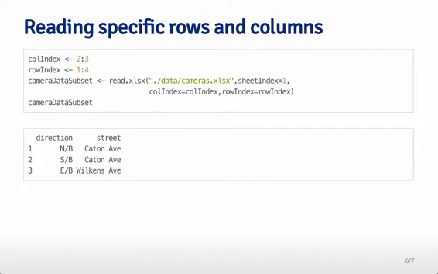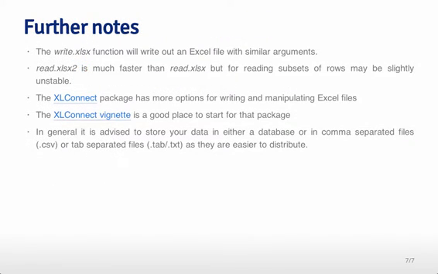One thing to keep in mind is that you can read specific rows and specific columns. For example, if you want to read just the second and third columns and just the first through fourth rows, you can pass those as the column index and row index to read.xlsx, and you'll only read a subset of the Excel file, which might be useful if you only want to extract a little part of the file.